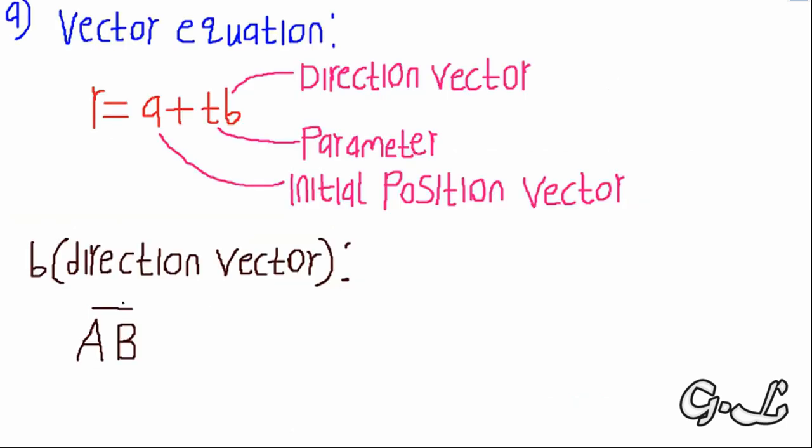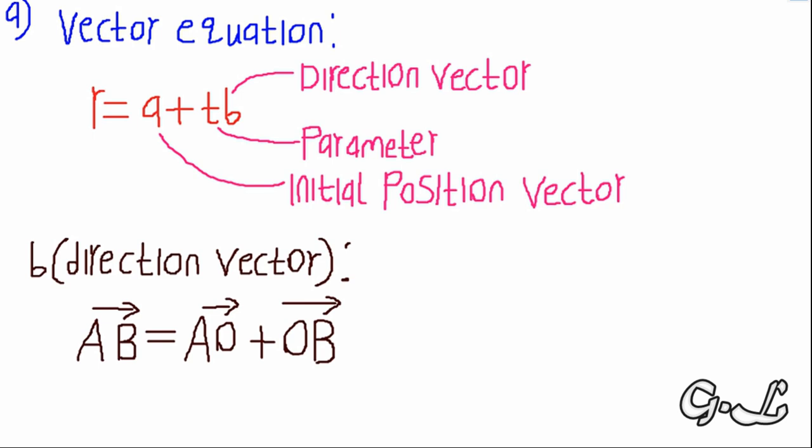Since we are given 2 points A and B, we're going to say the direction vector AB is equal to, so for you to know the direction vector AB, you need to say vector AB is equal to vector AO plus vector OB. So that is the way you can find the direction vector of AB.